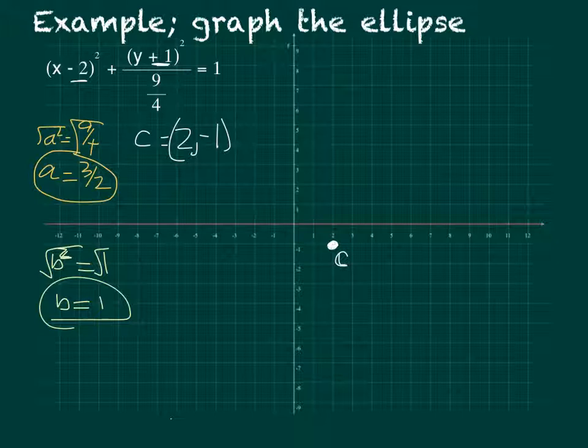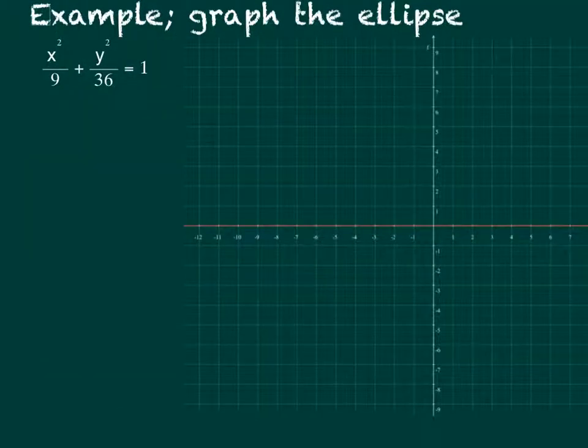So I'm going to go up 1.5. And then I'm going to go down 1.5. So those are my vertex points right there. And my co-vertex points, my co-vertices, I'm going to add 1. And that's going left and right. Okay, so then if I connect my vertices and co-vertices, there's my ellipse. It's kind of a small one, but that would be it. And these are your co-vertices. And your focus points would be in here somewhere inside.